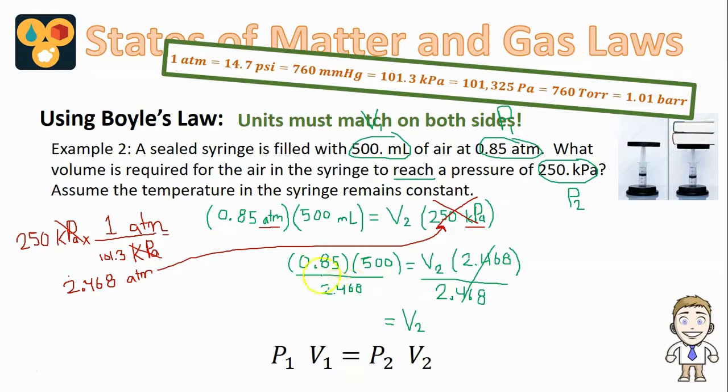I just have to do the math over here, 0.85 times 500, then divided by the 2.468. This gives me a final answer of 172. The units that this will have should match the units on the other side. Since my V1 was in milliliters, my V2 will also be in milliliters.